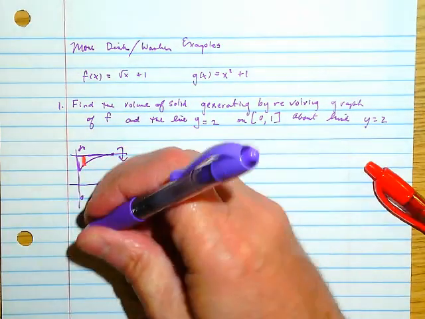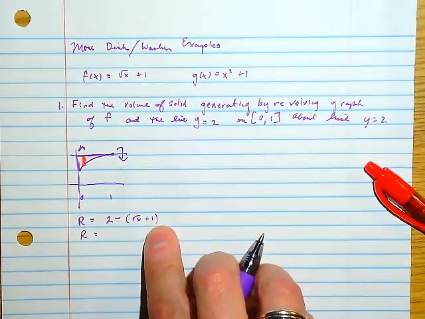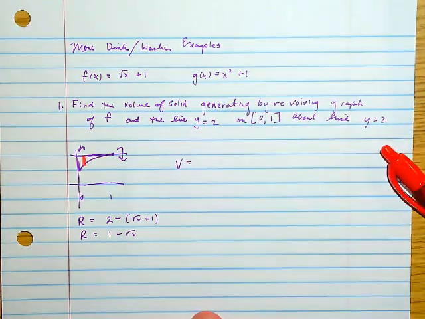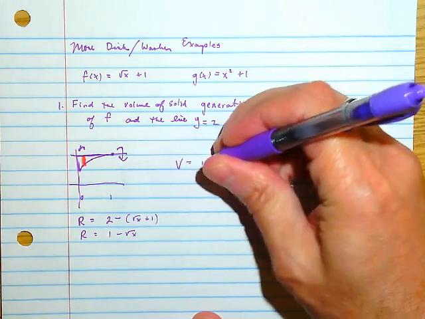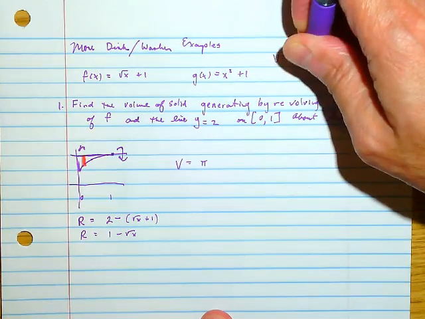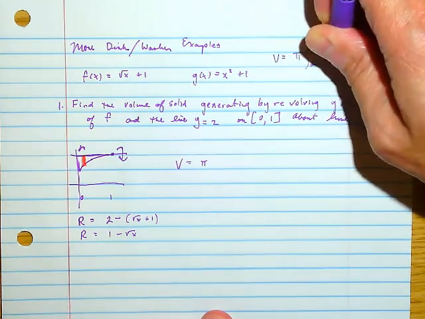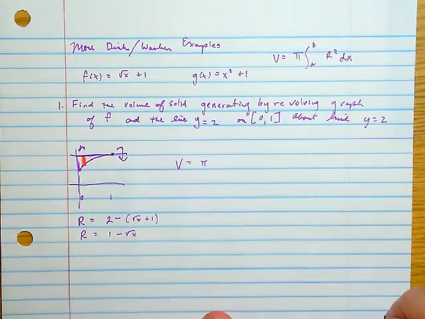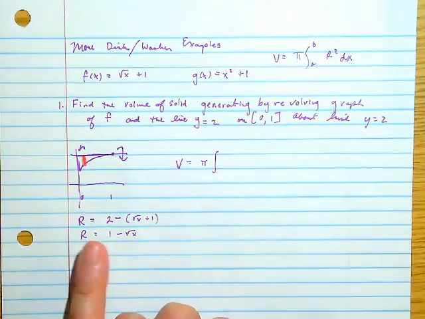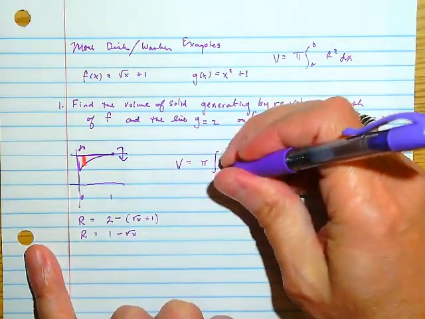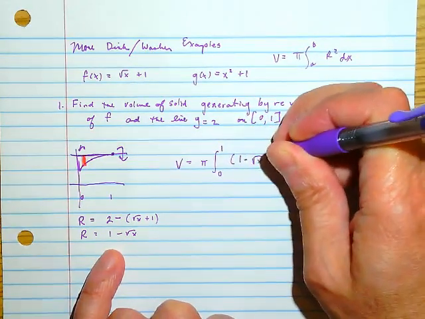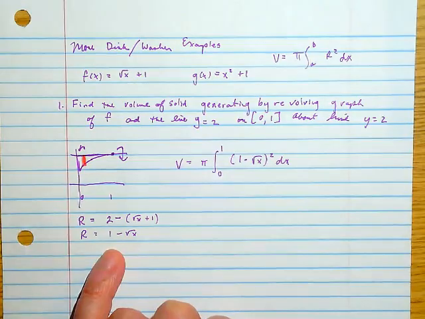So if I were to simplify that, R equals what? Well, if I distribute that minus 1, isn't this 1 minus the square root of x? And then I'm going to set up my volume. Volume equals pi times the integral from a to b of r squared dx. Well, pi times the integral from, what are my limits of integration? They told us that, from 0 to 1. What is my r? I'm going to square that, so 1 minus square root of x, squared, dx.